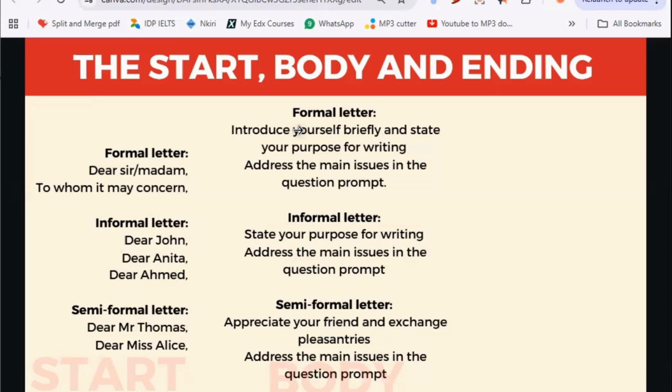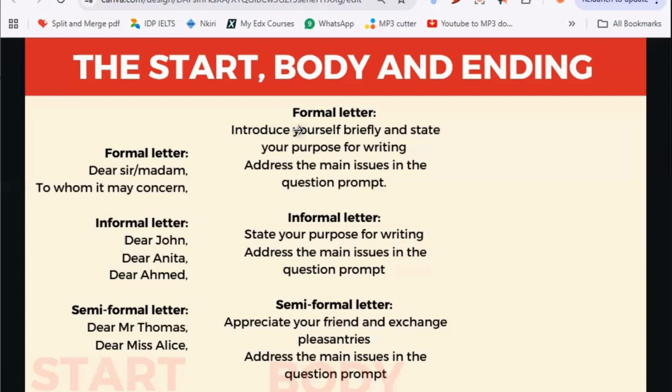So you start the main body of your letter with a brief introduction of yourself, or you clearly state your purpose of writing. So the first sentence of the main body of a formal letter should either contain a statement of introduction mentioning your name and how you are connected to the person receiving the letter, or you state the purpose of writing the letter. The third option is that you can do both. You introduce yourself and you state the purpose. That's for a formal letter. So the first thing you do is to introduce yourself and state the purpose for writing.